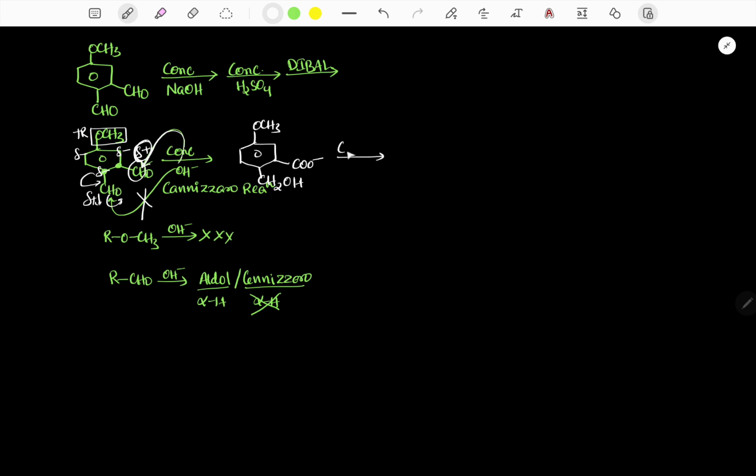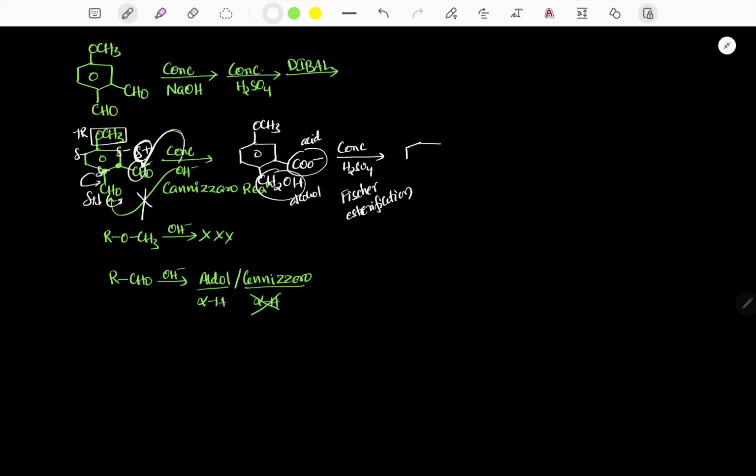Now it is treated with concentrated H2SO4. Now we are seeing clearly here the acidic part and the alcohol part. So COO minus in the presence of H plus converts into acid. It is a carboxylic acid part and it is an alcohol part in acidic medium, and acid plus alcohol in the presence of H plus, this reaction is known as Fischer esterification.